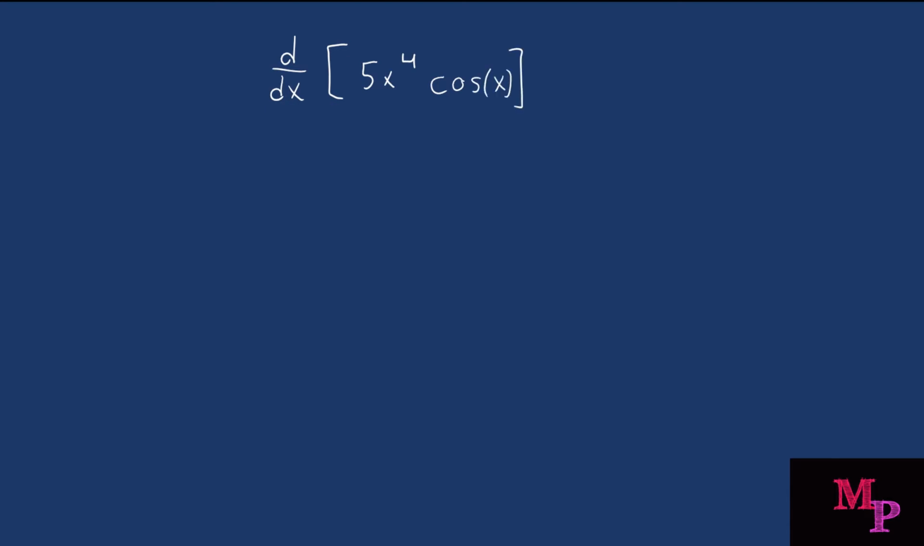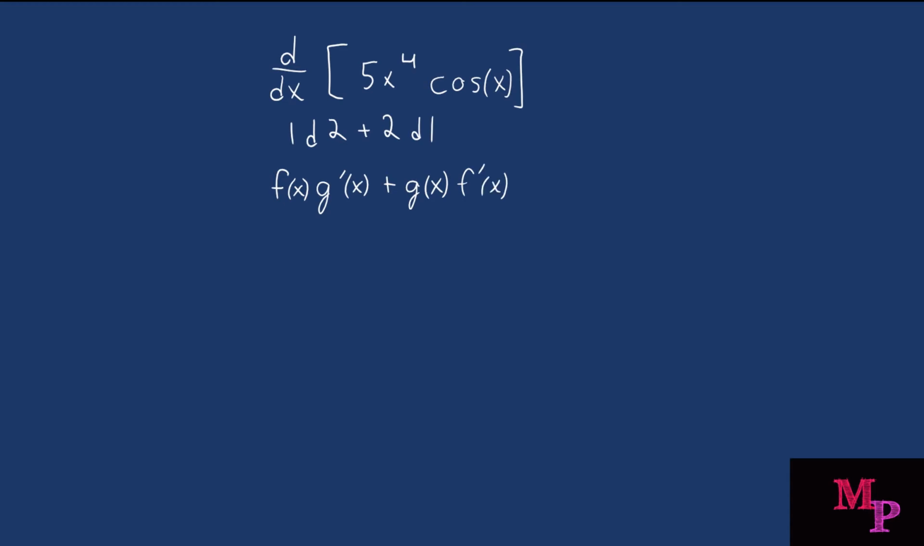So if you remember from my last video, the little rhythm that I used to memorize the product rule is 1d2 plus 2d1, where 1 is your first function, d2 is the derivative of your second function, and 2 is your second function, and d1 is the derivative of your first function.